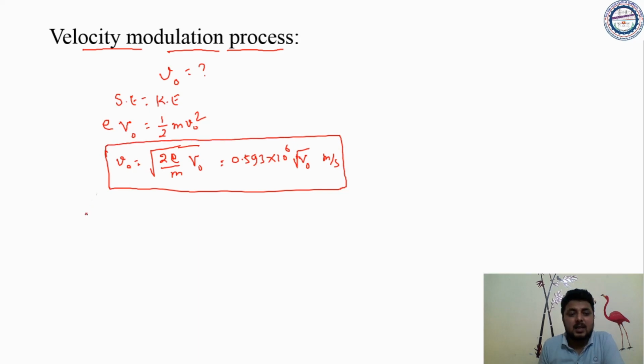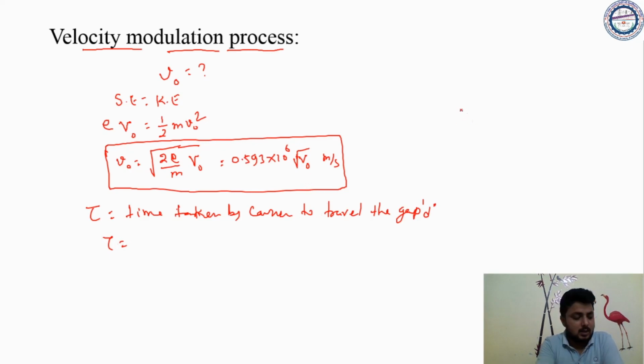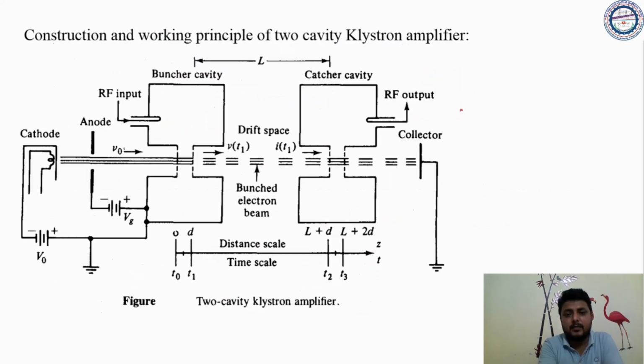Now the transit time is the time taken by the carrier to travel the gap d. So this tau should be equal to, as you have seen in the figure in the previous slide, we have taken t0 time, and this gap distance is called d.